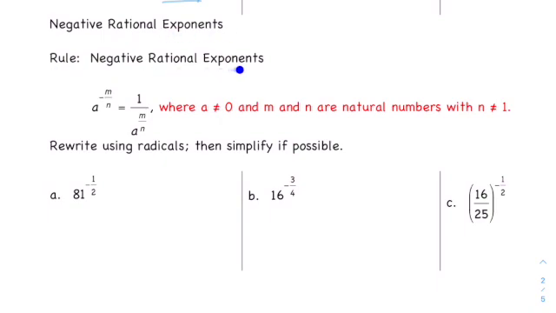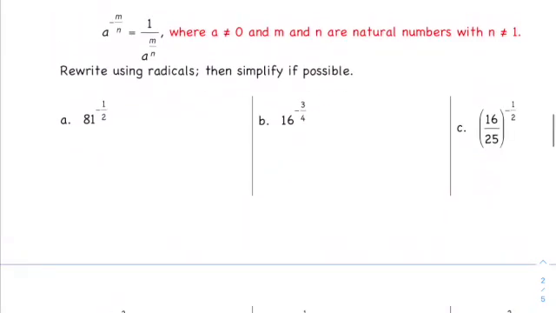Rule for rational exponents. When a is to the negative m over n, that's equal to 1 over a to the m over n, where a does not equal 0, and m and n are natural numbers. Natural numbers means 1, 2, 3, 4, 5, and go on. And then n does not equal 1. So technically, it really just starts with 2.